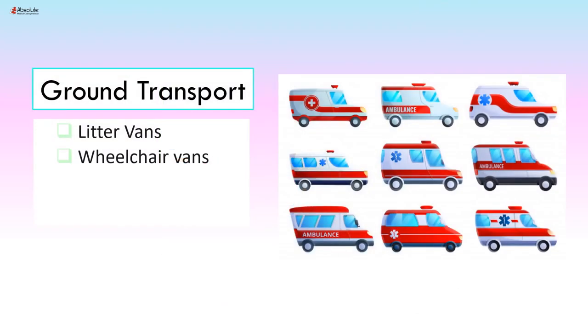As we know, there are several categories or types of ground ambulance services. Some of them that we're familiar with could be the litter van ambulance or the wheelchair vans. But I do have to say that again, selection of codes is based on the patient's condition at the time of transport as well as the services rendered. So we are going to go ahead and take a look at those codes for ground ambulance services and define each of them.